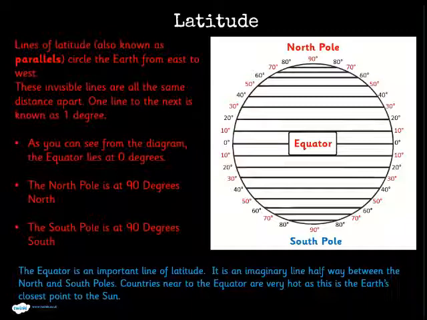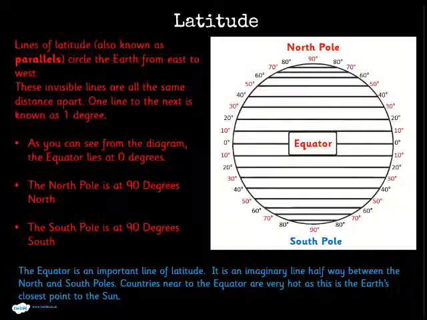Let's read on the left. Lines of latitude, also known as parallels, circle the Earth from east to west. These invisible lines are all the same distance apart. One line to the next is known as 1 degree. Now, you'll take a look at the picture and you'll notice that each of those lines are 10 degrees apart. But that's just because the picture's too small. If we had to draw all of the lines in, there would be one at each degree.